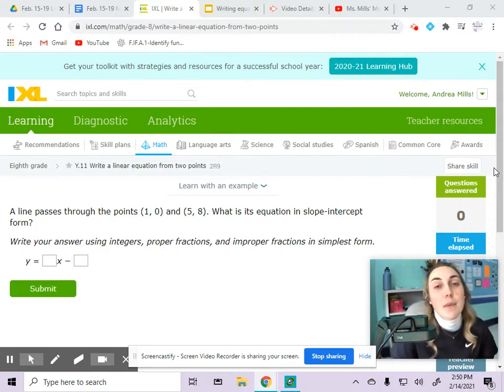The whole point of this video is to help you out with IXL Y11, and Y11 is where they're going to give you two ordered pairs, and you have to find the slope and the y-intercept, and then plug that into an equation. Okay? So remember, the equation is y equals mx plus b, where m is our slope, b is the y-intercept. M is always next to the x, so that means the slope is always next to the x. And then again, you substitute the y-intercept where b is. So that means when you have ordered pairs, you need to know how to find the slope from two ordered pairs and then use that information to find the y-intercept.